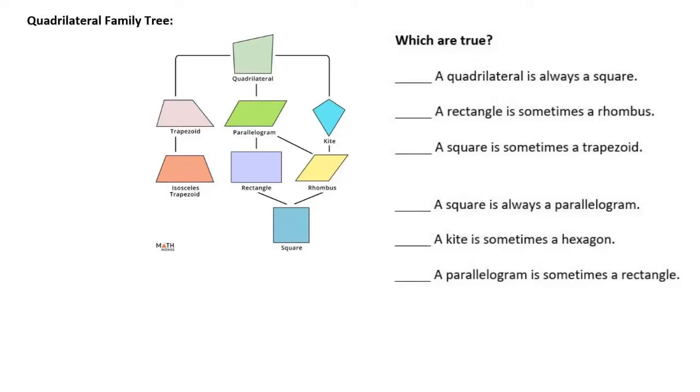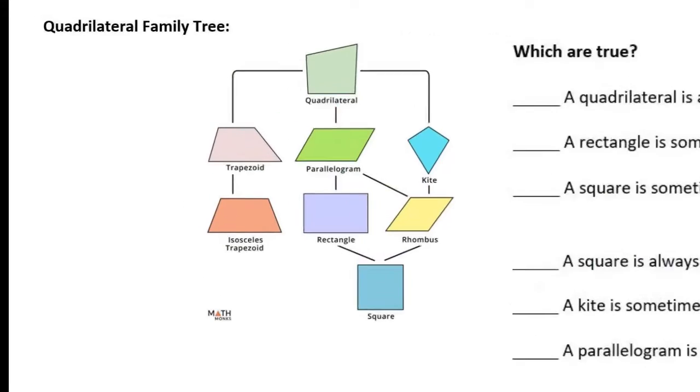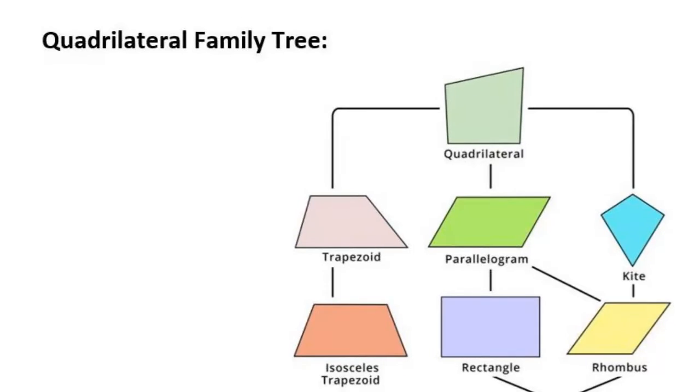And then in your notes packet, we're going to be on the very back page, which is page 12, where we have this quadrilateral family tree. And we have some more questions that we're going to evaluate to see which ones are true, which ones are false. Before we get into answering which statements are true and which are false, I want to look at this family tree for just a moment with you.